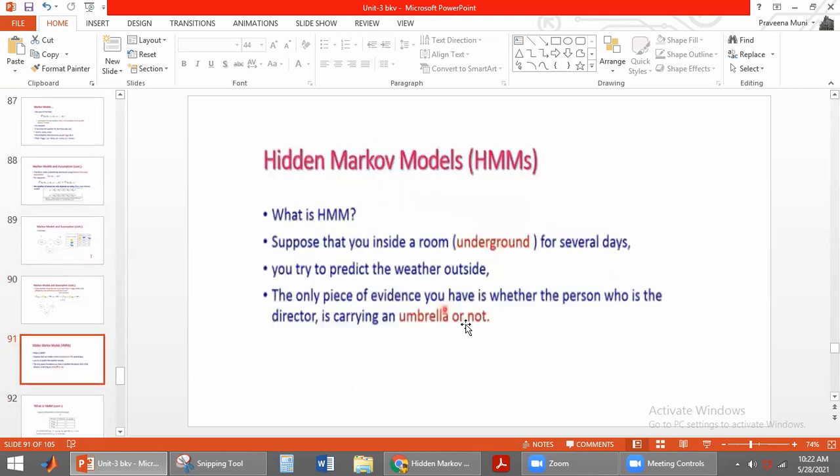Here we have discussed what a hidden Markov model is, and we are taking the example we already discussed: there is a security guard at an underground security installation who wants to predict the weather outside. How does he predict the weather outside? Based on the director carrying an umbrella. If the director is carrying an umbrella, he assumes it is raining outside. If the director is not carrying an umbrella, he assumes it is not raining outside.